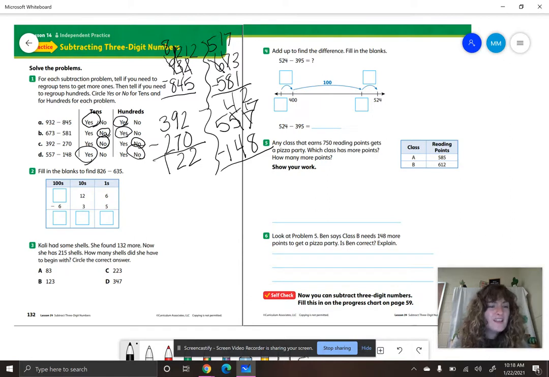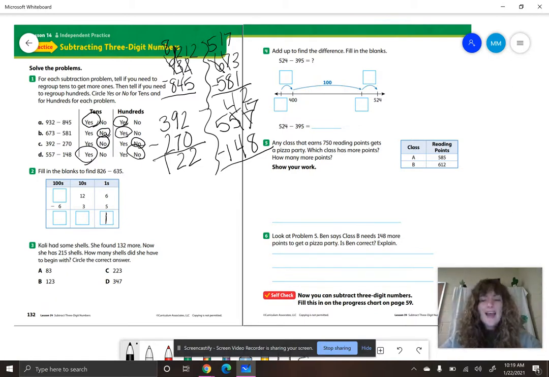It says fill in the blanks to find 826 minus 635. All right. So looking at this equation already, I can go ahead and solve my ones. I have 6 ones and I'm taking away 5. If I have 6 and I take away 5, how many ones are going to be left? 1. Let's move to the tens place.